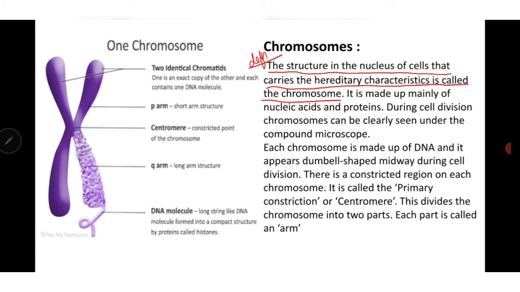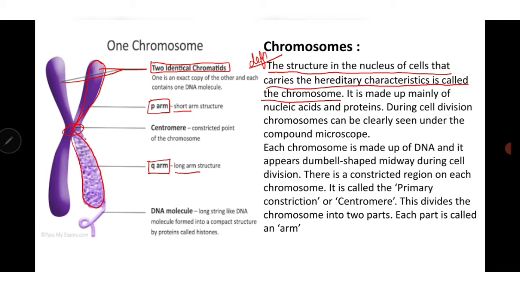Here we find there are two arms present, two identical chromatids. These are the sister chromatids, also known as identical chromatids, which form during cell division. This arm is a shorter arm, and this lower arm is slightly longer. The shorter arm is known as the P arm, and the longer arm is known as the Q arm.